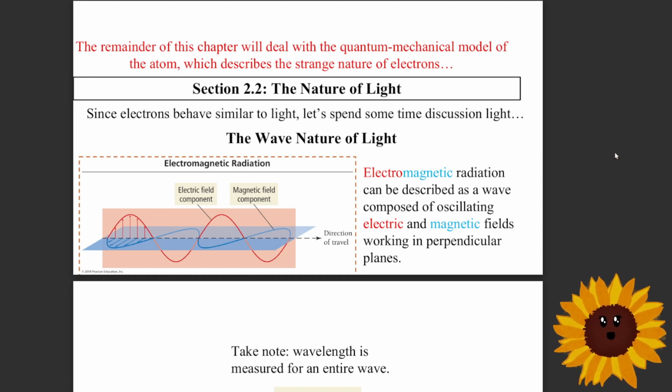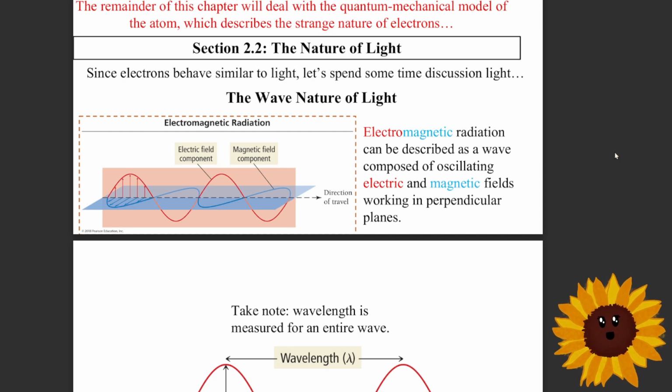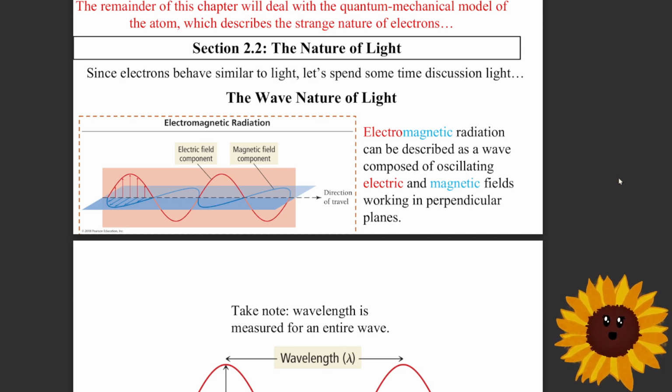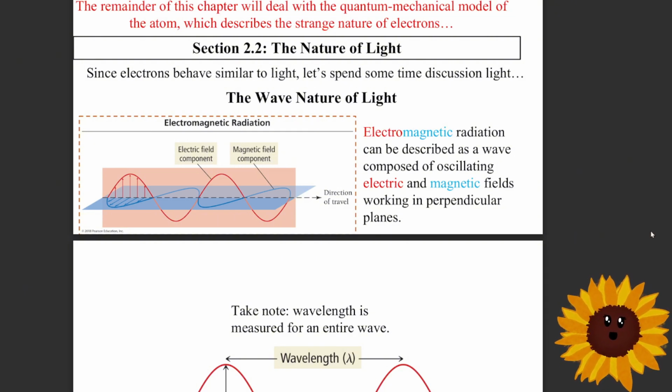Section 2.2 is about the nature of light. Since electrons behave similar to light, we can discuss how it flows. So electrons can be oscillating, which means basically going up and down like this. They can be oscillating waves or they can be particles. And at any given point, they are both.